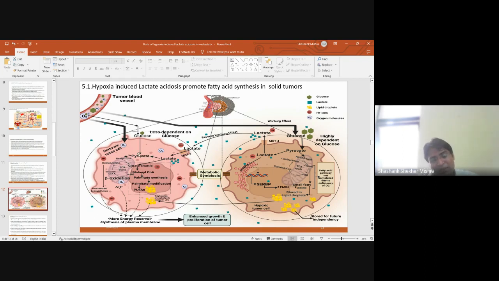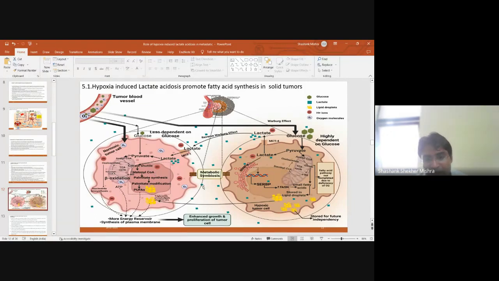Apart from this, pyruvate is also converted into citrate, which is further converted into fatty acids. These are converted into polyunsaturated fatty acids and stored as triglycerides. Fatty acids are required in much higher concentrations in rapidly dividing cells, because they need to synthesize their plasma membrane and cell organelles, so the need for fatty acid synthesis is very high. At the same time, to support angiogenesis, they also need fatty acid synthesis. So this is one mechanism by which lactate enhances fatty acid synthesis in solid hypoxic tumors.